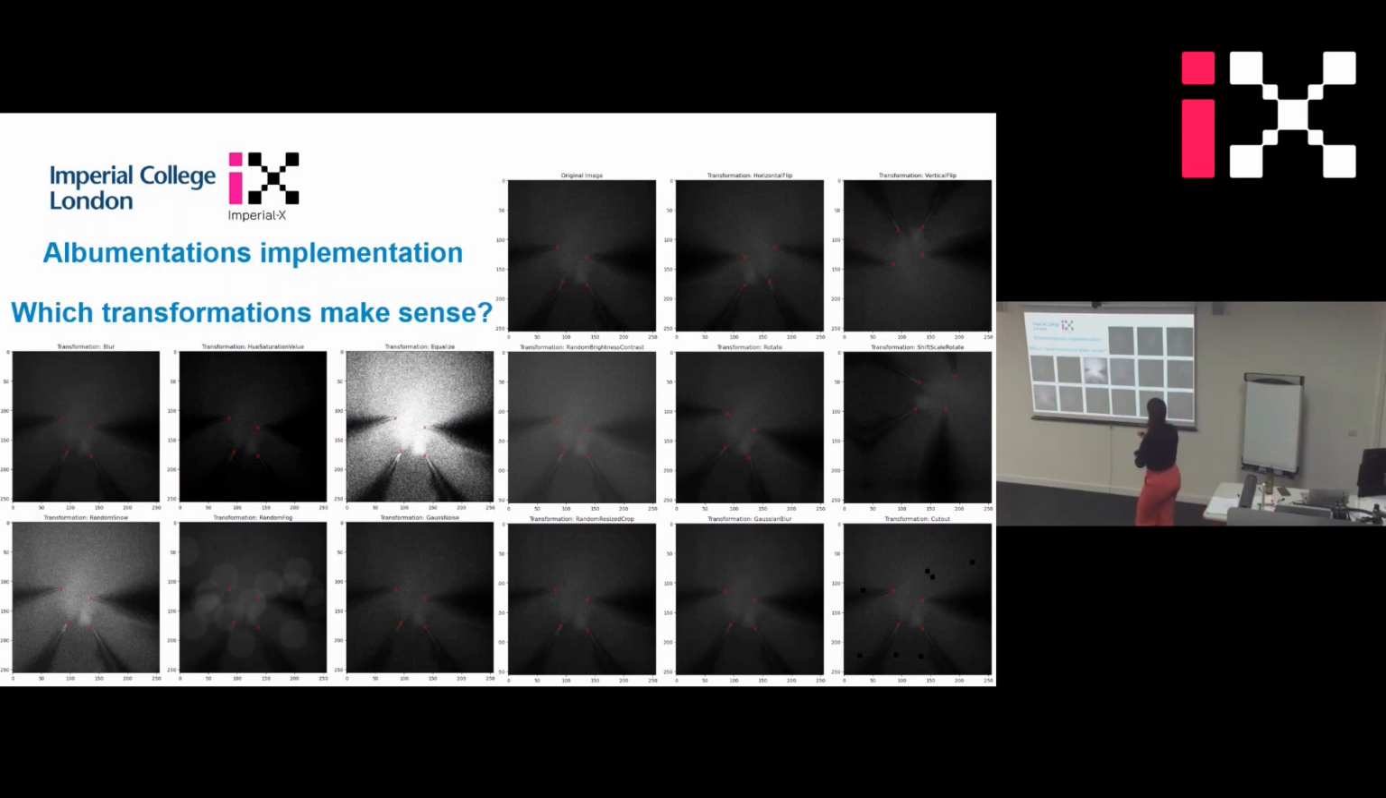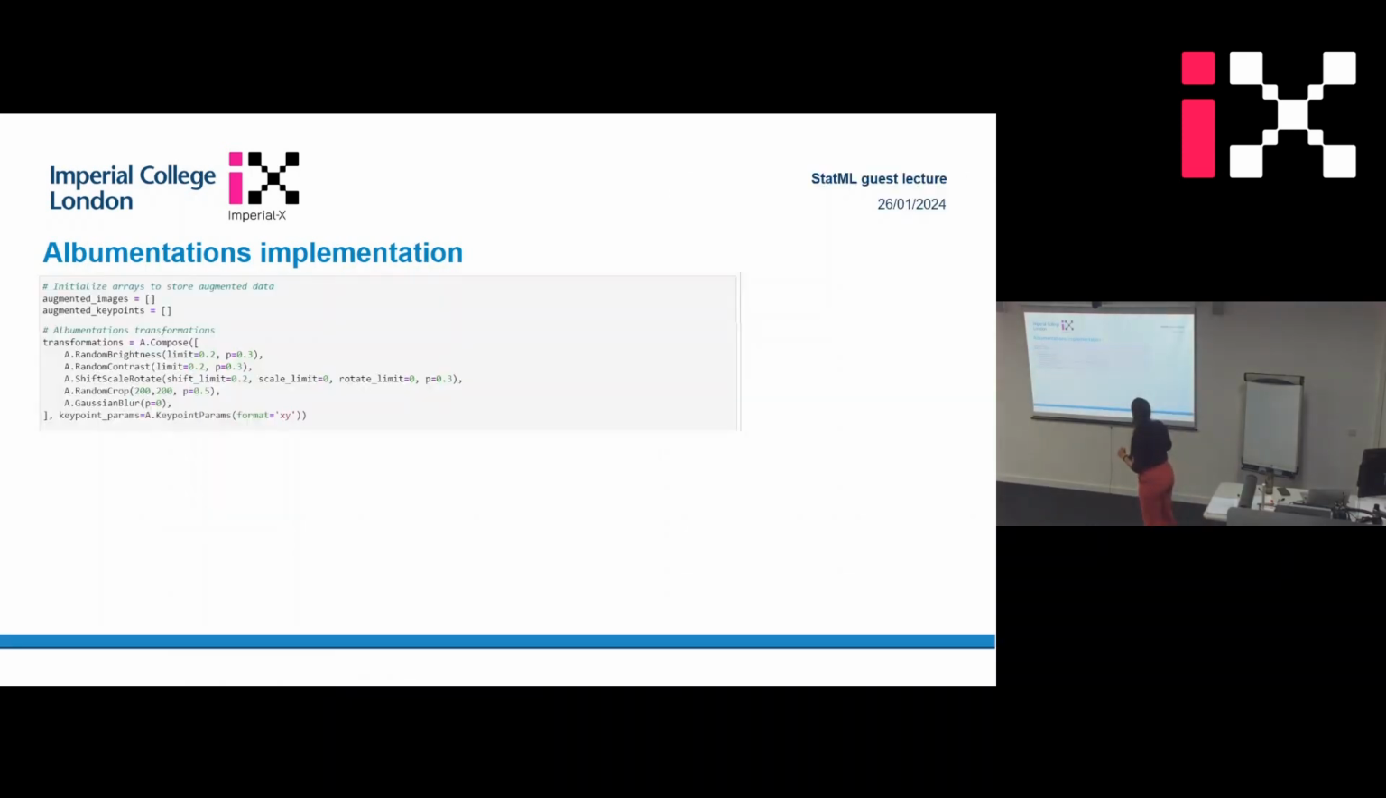However, noise is something that would make sense, as long as it looks similar to something that I could have in my system. For example, this random fog makes zero sense for me. I would never have this kind of noise in my system. However, I could have this kind of noise, so this is something that I probably want to implement within my image augmentation. I think that's it for this slide.